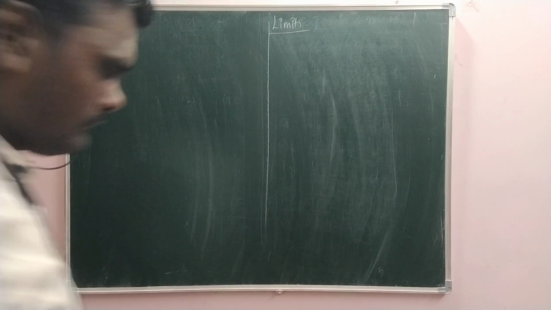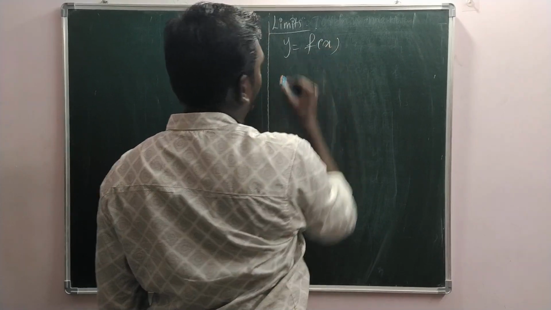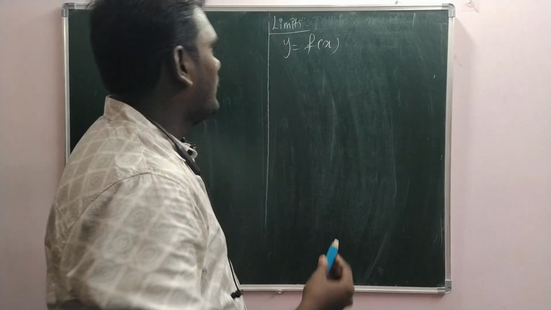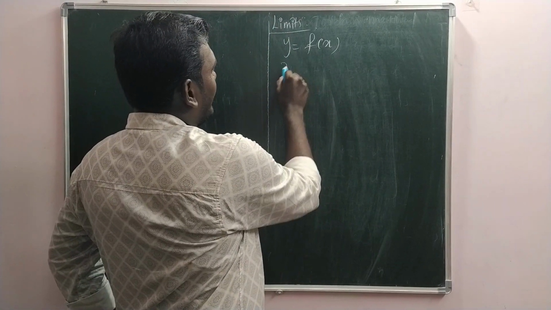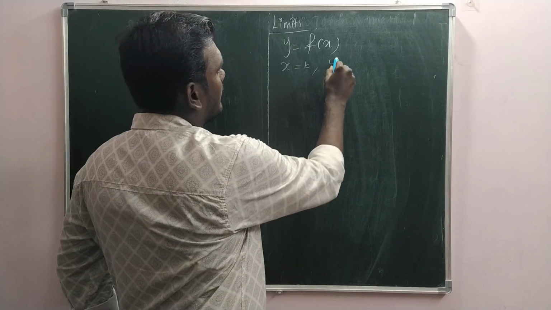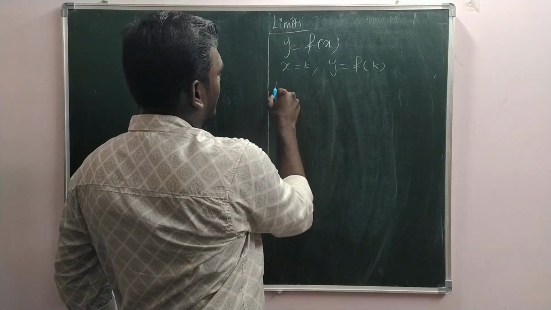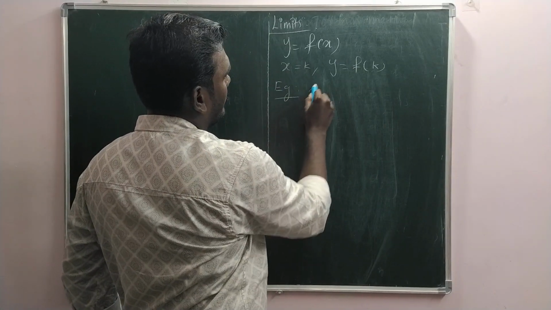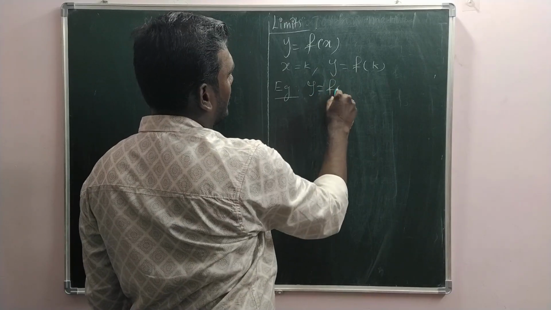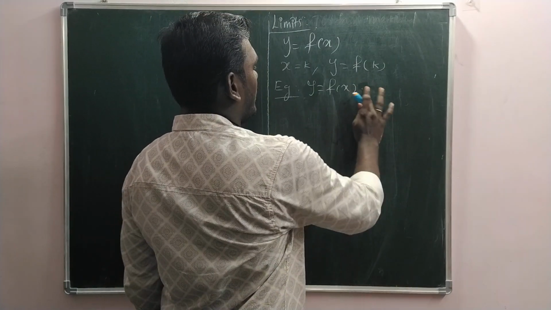We have a function f of x, like we denote y is equal to f of x. What does that mean? When x is taking some values, then this y will become f of x. For example, we'll take y is equal to f of x, that is a function of x, that means y is dependent on x, it is x square.